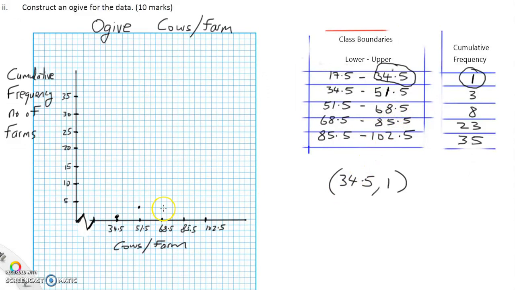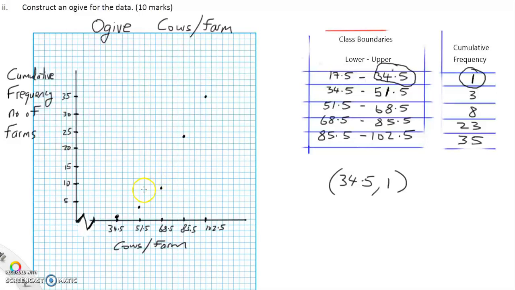Next up, 68.5. That's paired with 8. Say there. 85.5 and 23. There-ish. And next up, 102.5 and 35. The very top of the house. 102.5 and 35 up there.